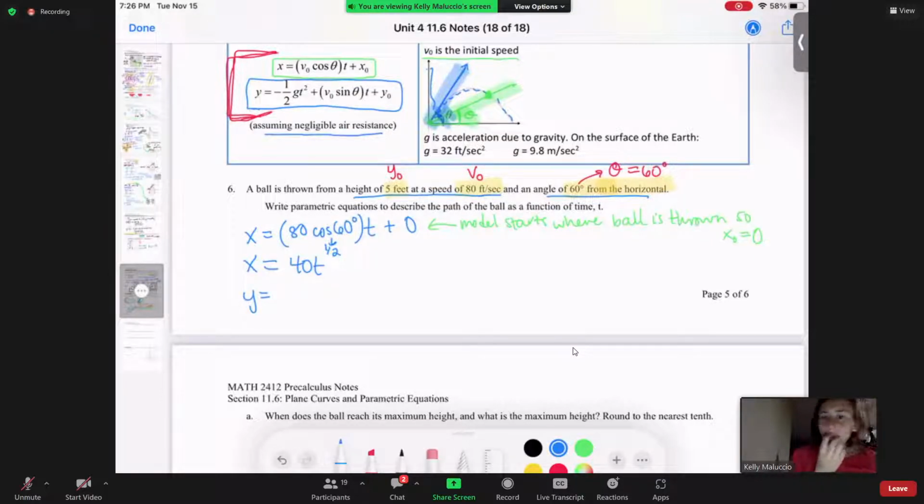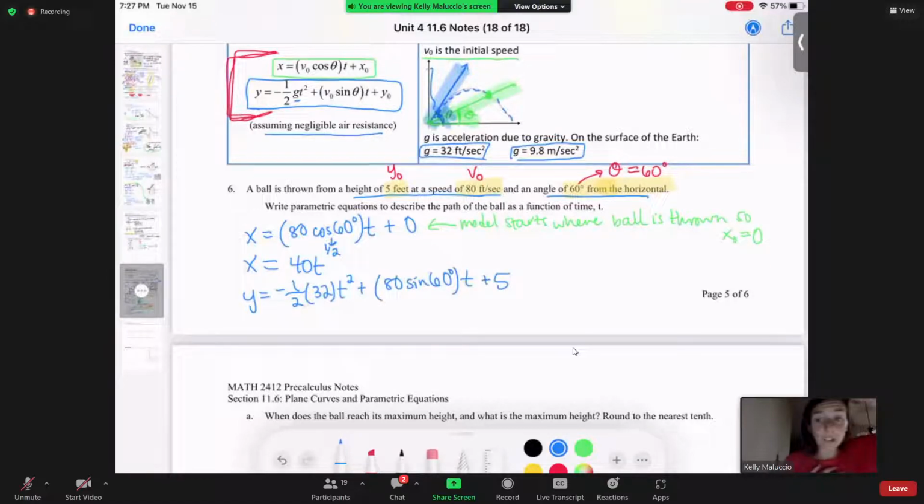we can't ignore the y. So for the y, it's negative 1/2 times g. Now keep in mind, if it's feet, and I think on the test I'll give you whichever you need, if it's feet per second squared, it's 32. If it's meters per second squared, it's 9.8. So we have negative 1/2 times 32, that's our g, times t squared, plus v naught, so again 80 sine of 60 degrees times t, and then plus y naught, which was 5.